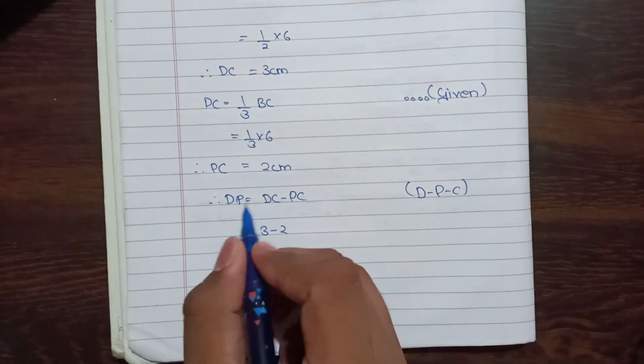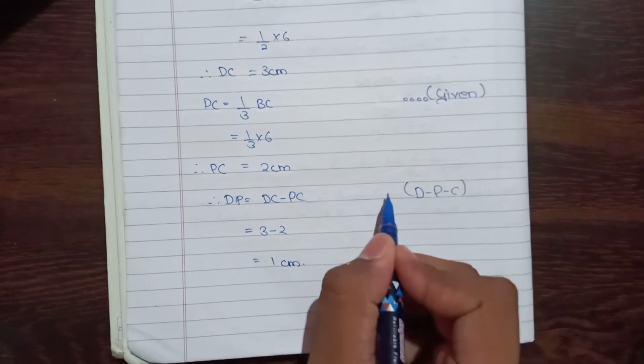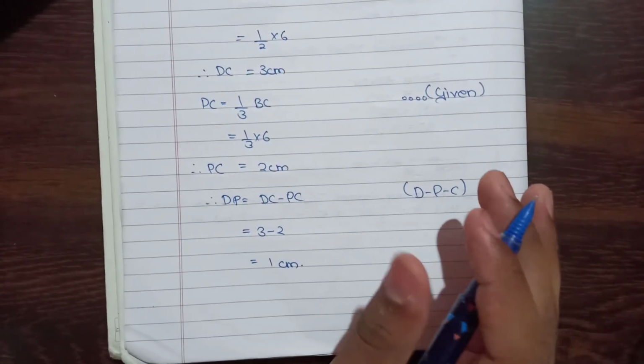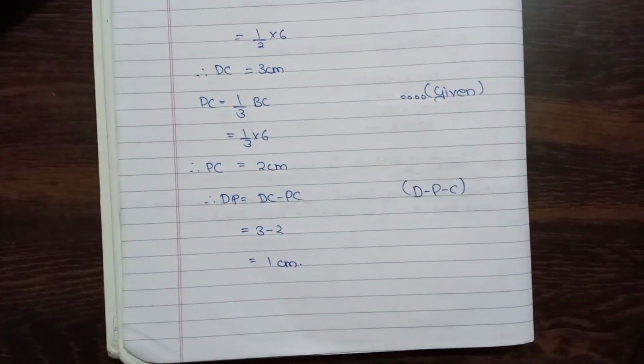Now you will ask why I wrote that DP equals DC minus PC. See, the points D, P and C are collinear, means they are in a straight line. Therefore we can subtract them from each other.